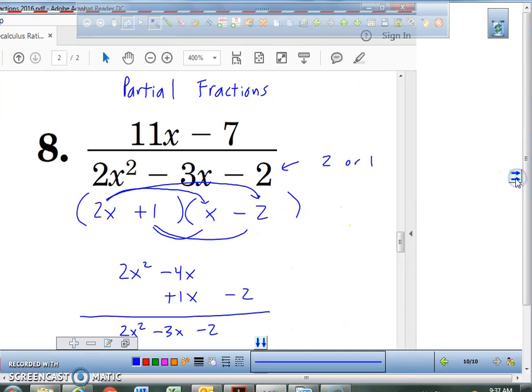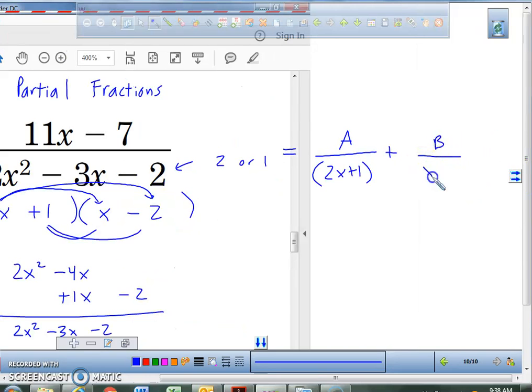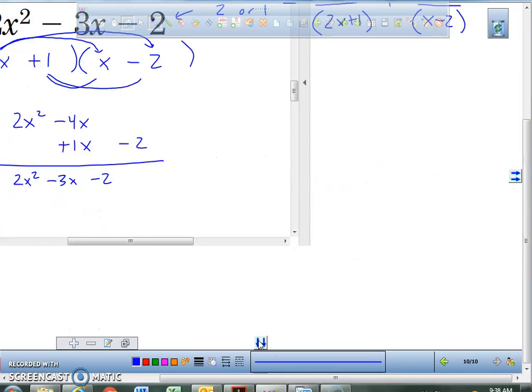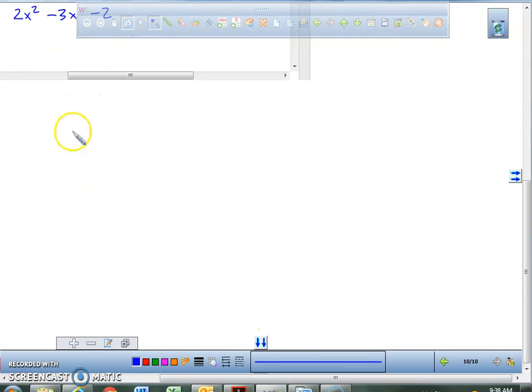So here's what I'd like to do. Now that we know those are the correct factors, I want you guys to set this whole thing right here equal to A, which we're going to solve for, over 2x plus 1 plus B over x minus 2. Now I'm going to scroll down here and I'm going to rewrite everything so you know exactly what I want you to write. Okay? In the numerator we have 11x minus 7. In the denominator we have our two factors, 2x plus 1 and x minus 2.